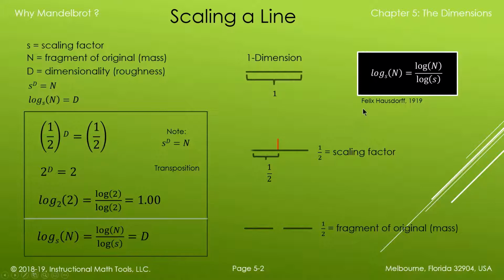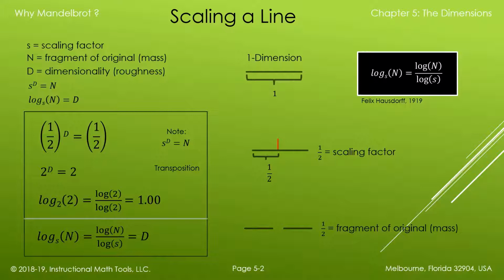Now notice over here that Hausdorff in 1919 came up with this for self-similar graphics. He basically said if you want to find the dimensionality of the object, you put the log of the mass or the fragments of the original over the log of the scaling factor, and it will tell you the dimensionality. Very handy, very nice.